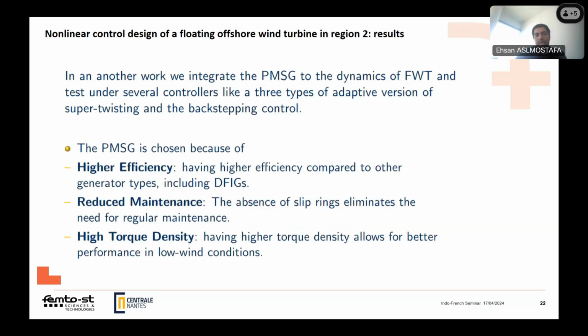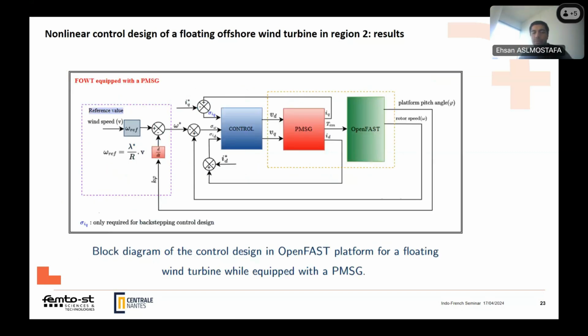We did this because we believe that PMSG has a higher efficiency in comparison to other generators like the DFIG, and it has reduced maintenance and higher torque density. Here's the block diagram for when we integrate PMSG into our dynamics.